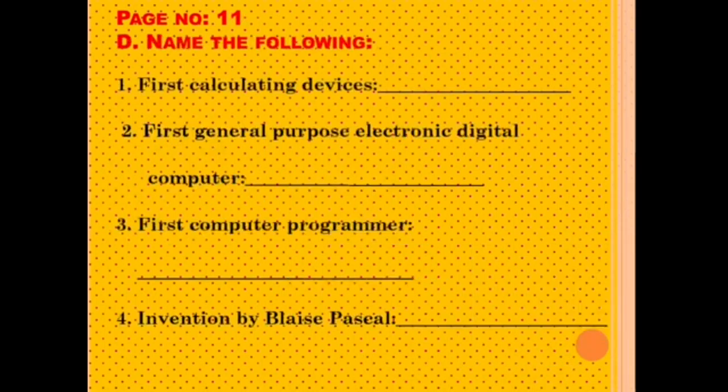Now take the page number 11, D Roman, name the following. The first one, first calculating device. Which is the first calculating device? Abacus is the first calculating device. First general purpose electronic digital computer. Which is the first general purpose computer? Yes, ENIAC is the first general purpose computer.